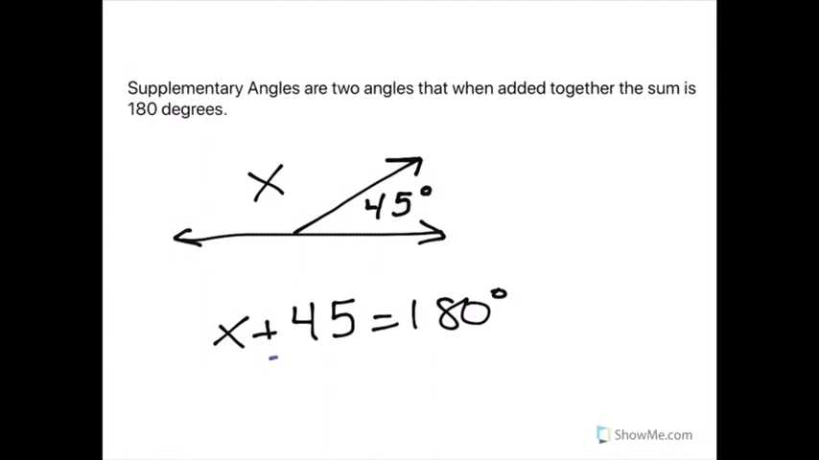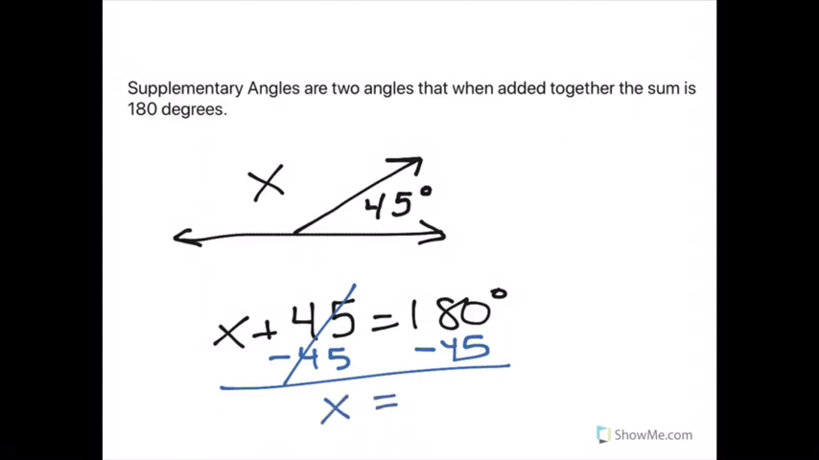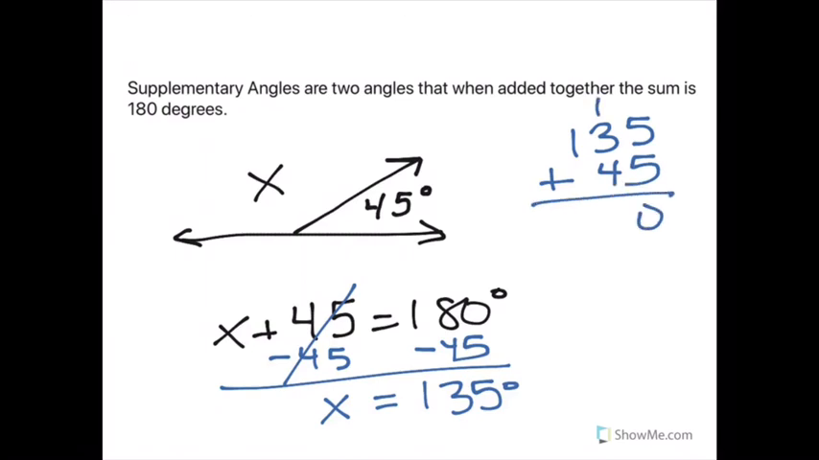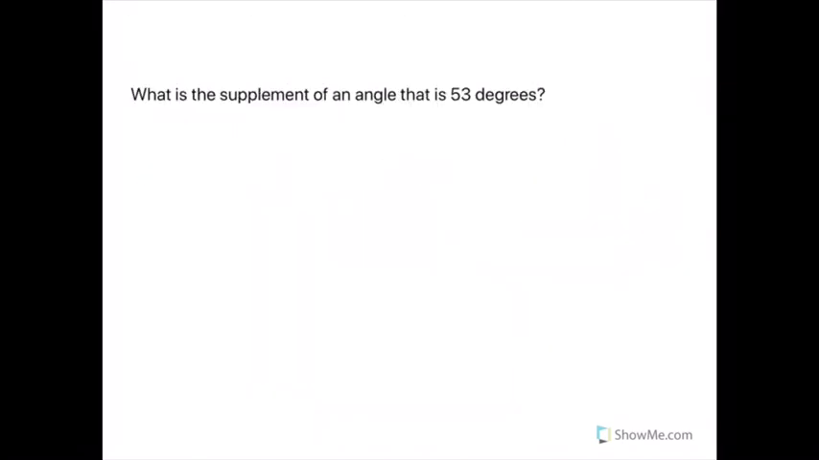We can solve this by subtracting 45 degrees from both sides of the equation and ending up with x equals 135 degrees. We can check our work by taking 135, adding it to the initial 45 degrees, and getting 180 degrees. So we know our work is correct. Think about it. You have one angle plus another angle has to equal 180 degrees.